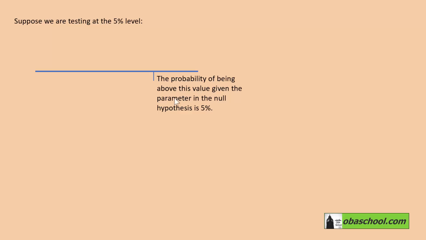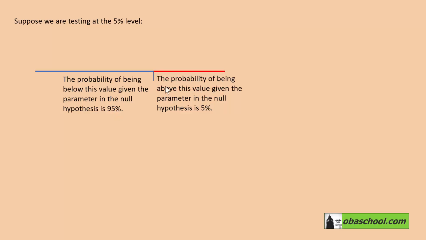So if we're given the parameter in the null hypothesis, the probability of being above this value is 5%. Therefore, the probability of being below this value given the parameter in the null hypothesis is 95%. So here is the critical region. And over here would be the acceptance region where we accept the null hypothesis.